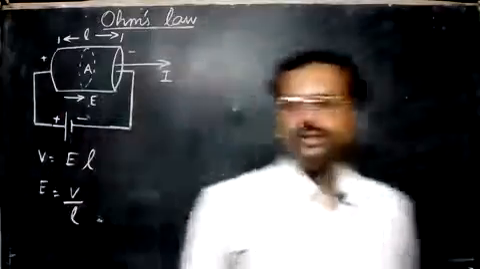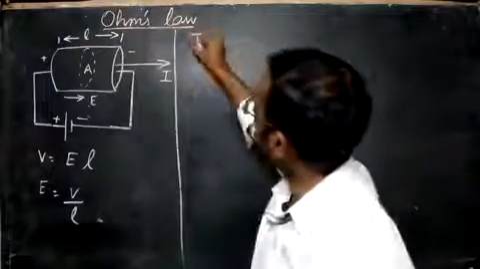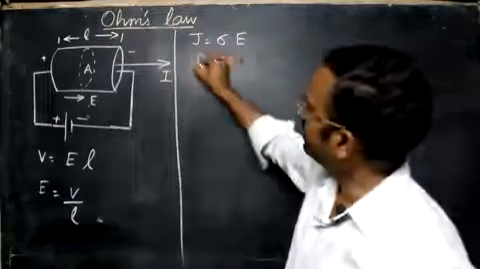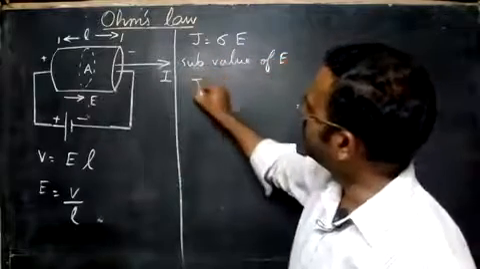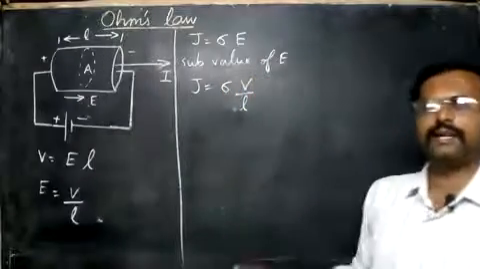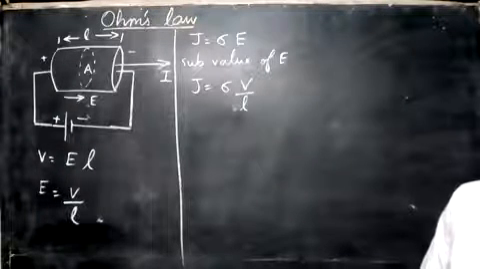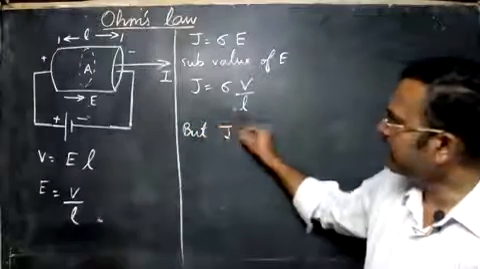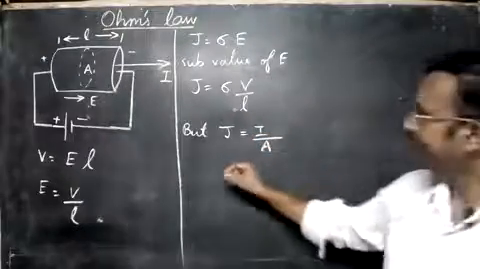Now let's use the current density formula, that is J is equal to sigma into E. Substitute the value of E. What we get is J is equal to sigma into V by L. This is the formula we get now. But one more thing we know, the current density J is equal to I by A also. Compare the two equations.